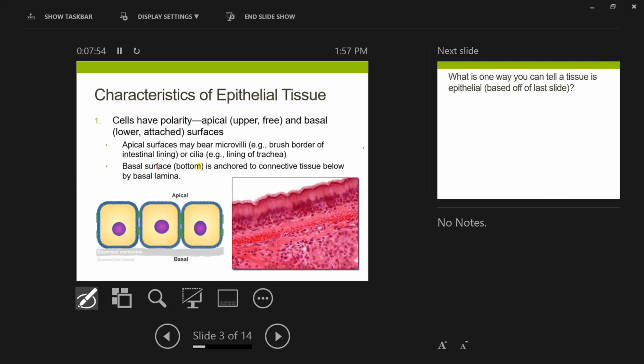Cells have polarity. And when I say polarity, I don't mean a positive charge and a negative charge. What I mean is they have a top and a bottom. When we talk about polarity, we mean opposites. What is the opposite of top? What is the opposite of positive? What is the opposite of happy?